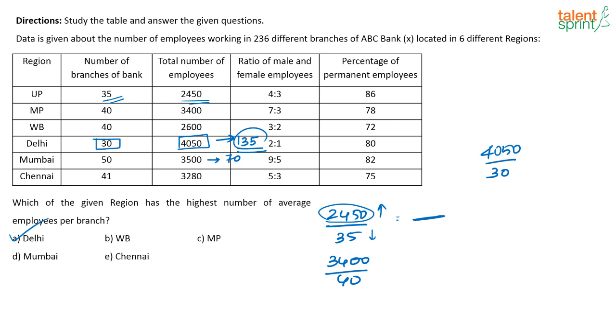What I am trying to say is, you needn't solve each and everything like this and then find out the answer and then compare. Here the values are in such a way that just by looking at the values you can arrive at the answer. So the answer here will be option A, Delhi.